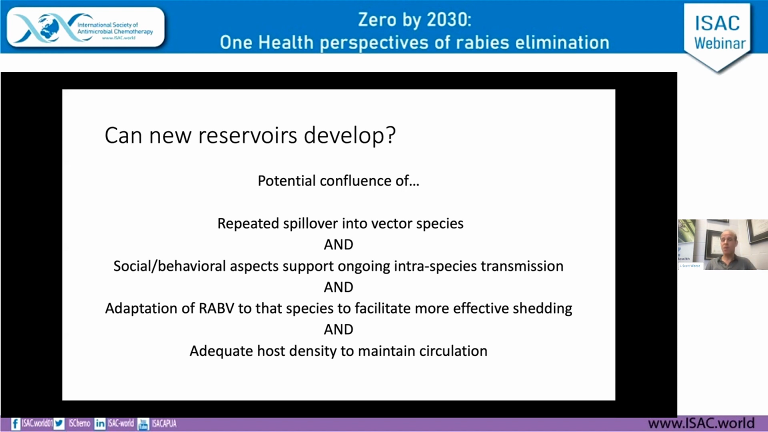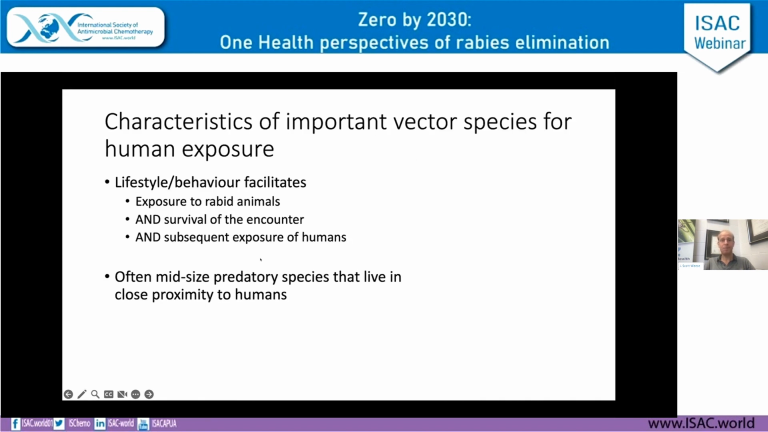But there are potential other reservoirs that are out there. And this comes back to what makes a reservoir, and then how can we maybe mitigate that? So we need to have the virus in that population. So you need to have spillover into vector species that might be amenable for reservoir. And those species have the social and behavioral aspects that allow them to continue to transmit it like a reservoir. And then that rabies virus probably has to adapt to make it more effective, shedding more virus coming out in saliva. And that species has to be present, like I said before, at a high enough density that it can continue to circulate this virus without that virus burning out in the population. And there are various species you can make arguments that this could occur.